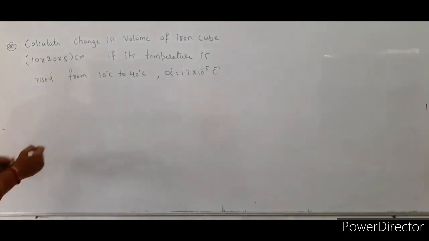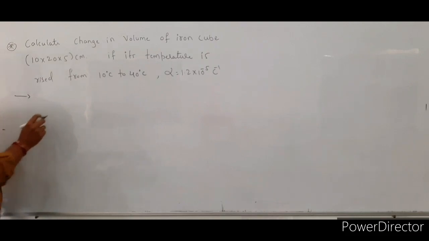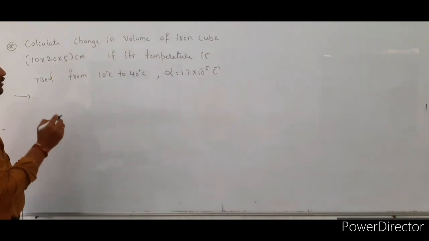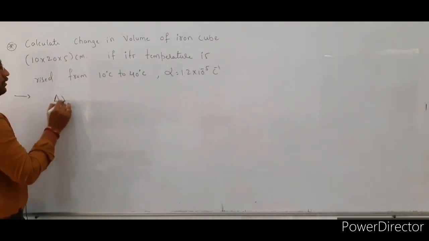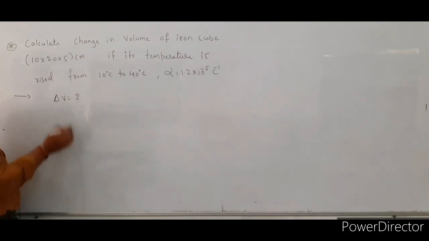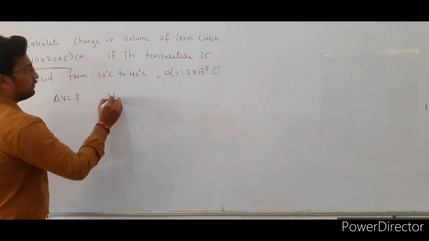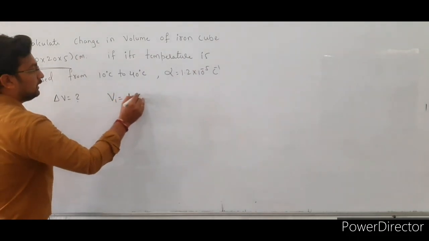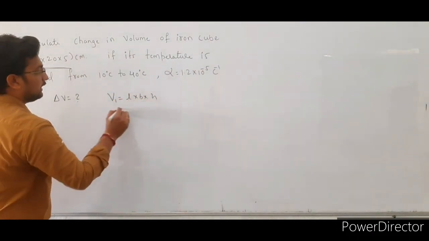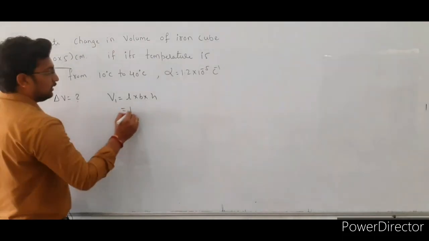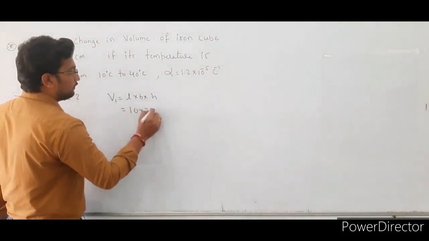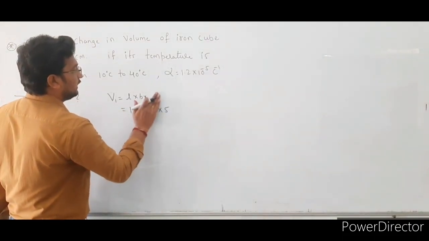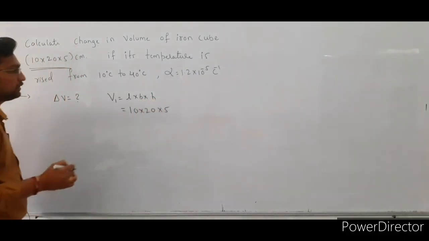Right? Now first write down the given terms here. So what are the given terms? Calculate the change in volume of the iron cube, so that is del of V is equal to question mark. They have given the initial volume, that is V1 is equal to length into breadth into height. The length value is 10, the breadth value is 20, and the height value is 5.